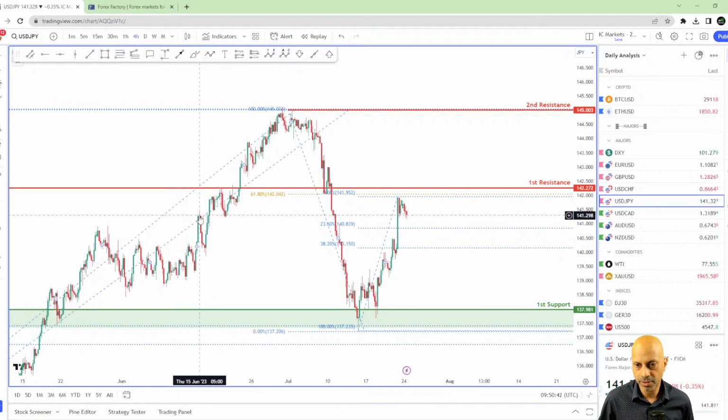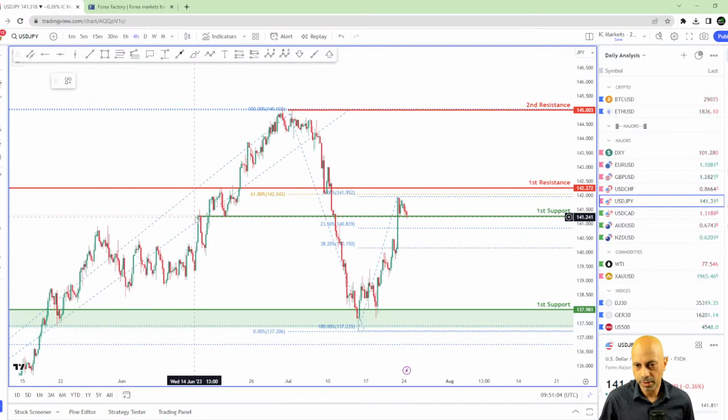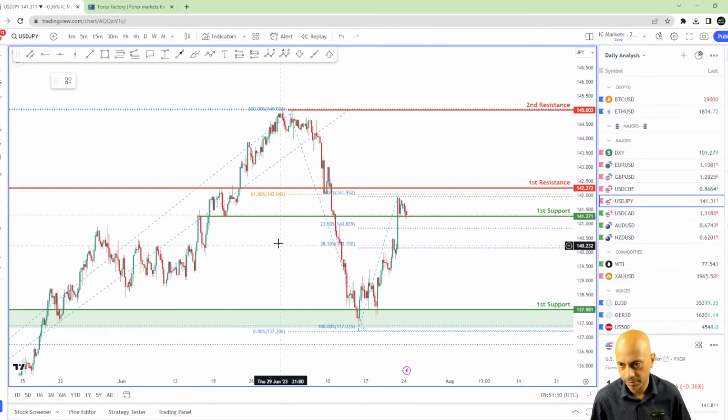So if you look at 141.30, we can see a very nice overlap where price has run into resistance on 15th of June, found support on 20th of June, and it found support last week as well, 21st of July, and again it's finding support here as well. So on the 4-hour time frame, this would be our first support, as we see a very nice overlap. The price has reacted off this level multiple times. So the first support is at 141.27.